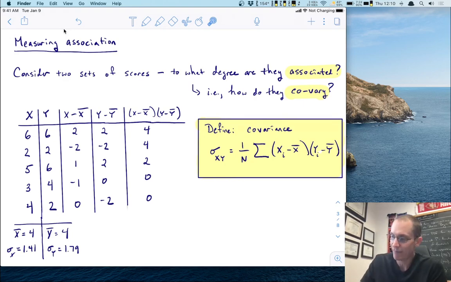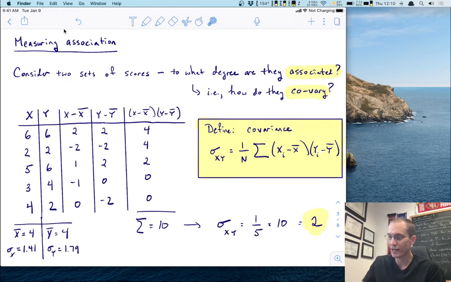In other words, you find the average of them. So we'll do that here. That sum, if we add up these products, is 10. 4 plus 4 plus 2. And then if we take 1/5 times 10, or simply 10 divided by 5, we get a covariance of 2. Okay. So covariance here is 2.